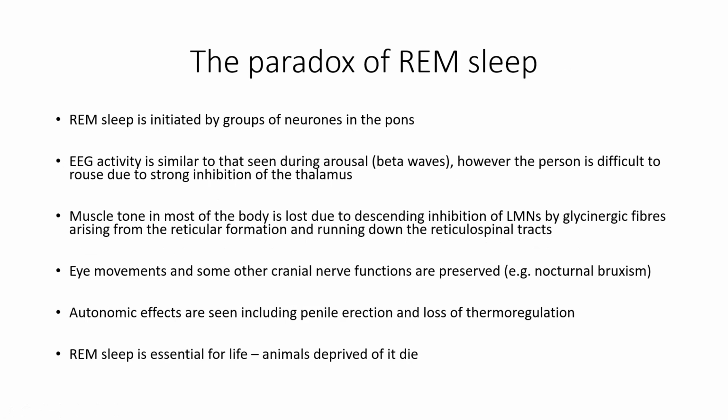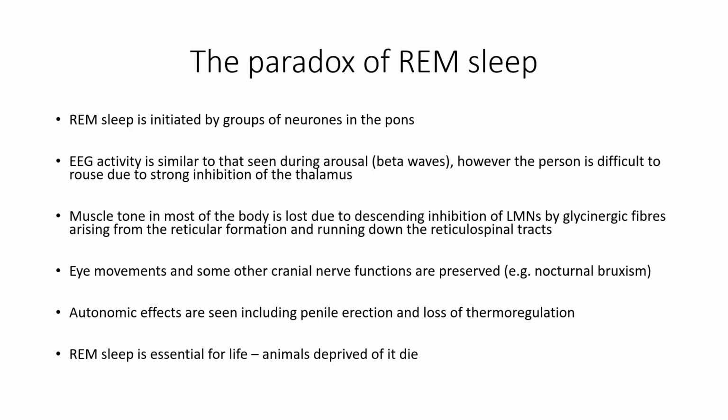Now, REM sleep is slightly different, and another name for REM sleep is paradoxical sleep. REM sleep is not a passive action. It is actually mediated actively by a group of neurons in the pons. And as we said, EEG activity is similar to that seen during an awake patient, but during REM sleep, the patient is difficult to rouse, difficult to wake up, and this is due to strong inhibition of the thalamus. The thalamus is really being strongly switched off during REM sleep.